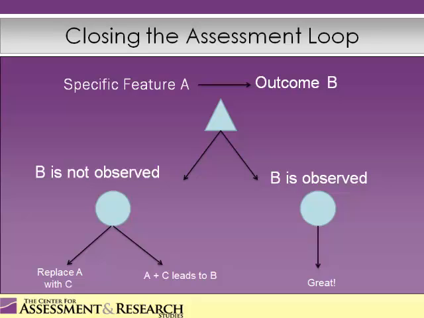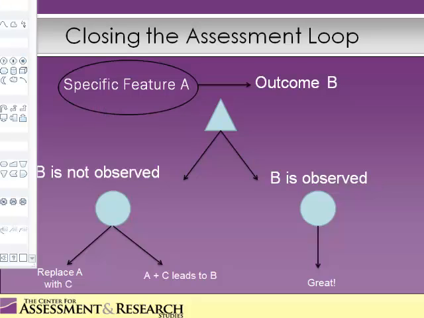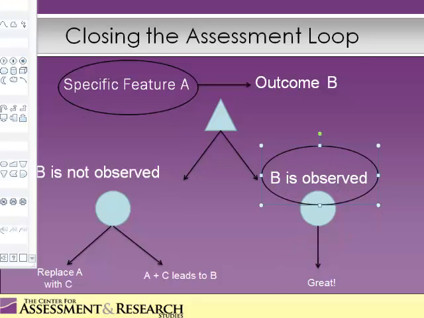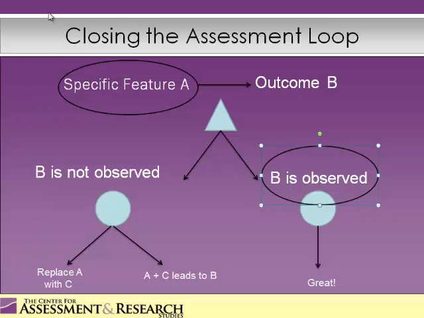So once again, we have a specific feature here that is mapped to a program outcome, and we're going to ask, well, what would we do if this outcome was observed? Well, in this case, we would say, well, B was observed, and indeed, this would be great news. So in this situation, we would need to be careful about fallacious reasoning, but nevertheless, we may choose to use assessment results by continuing to monitor student performance in subsequent years.